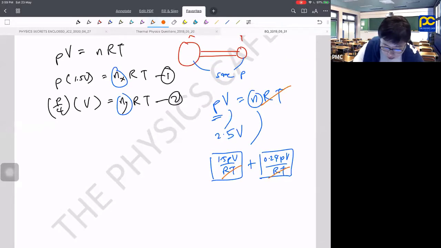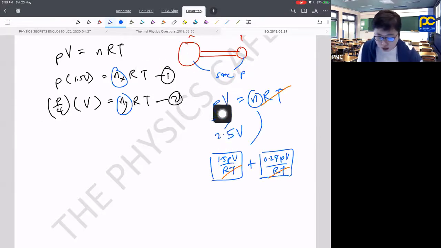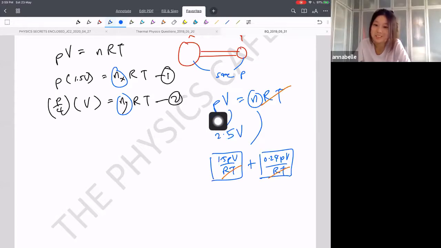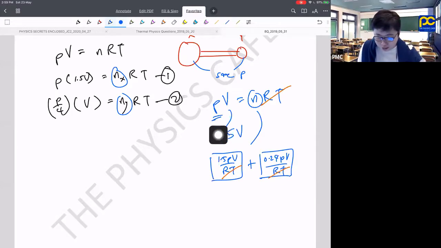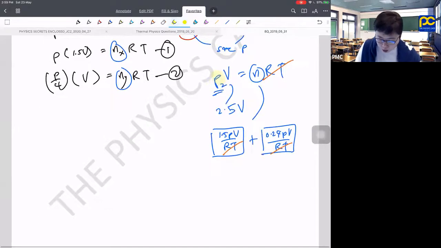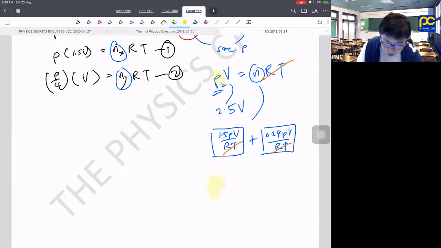Just take note, I think we should give this a name. We should call this P1, because it's a new pressure. This pressure will not be the same as the old pressure of S. So what should we call this thing? You decide. P2 can, I call it P2. So we're going to find P2, make P2 the subject. P2, the final pressure. RT will get cancelled away. You express P2 in terms of the original pressure, which is 0.70 P.